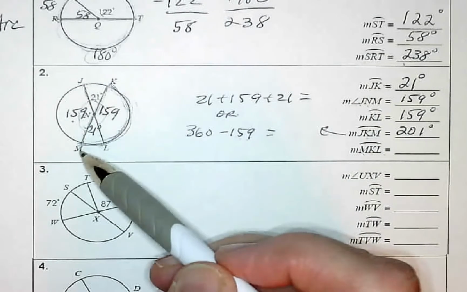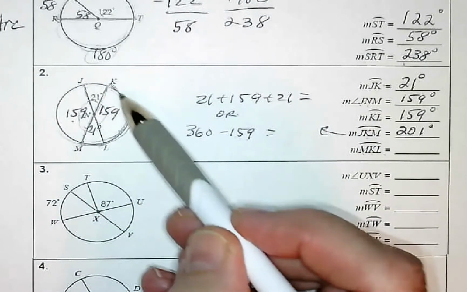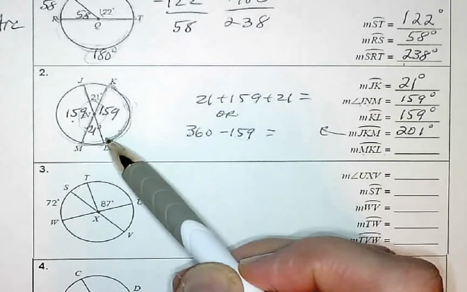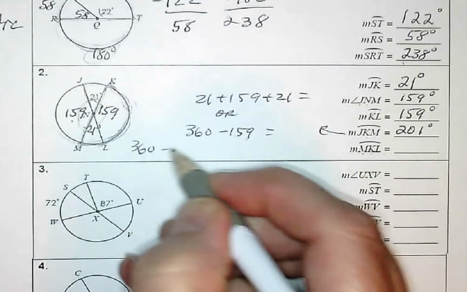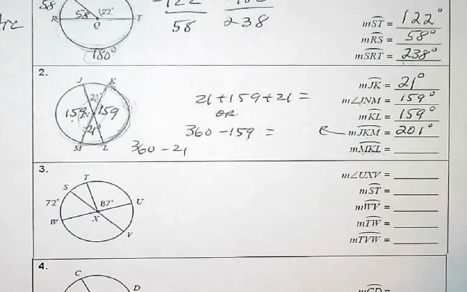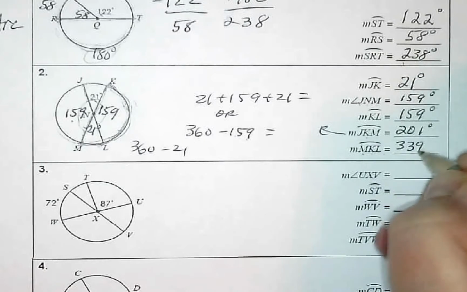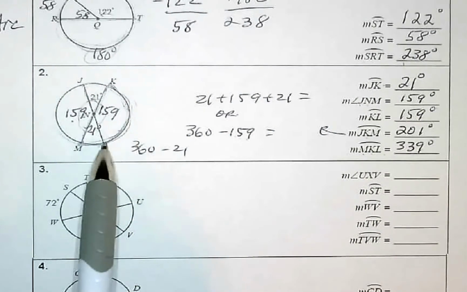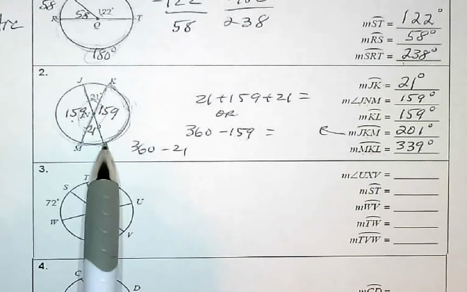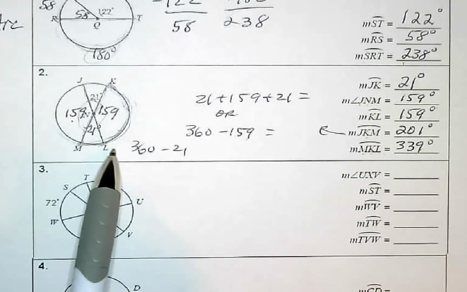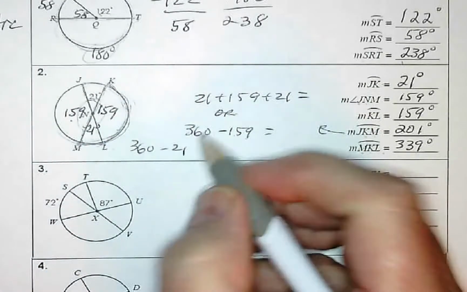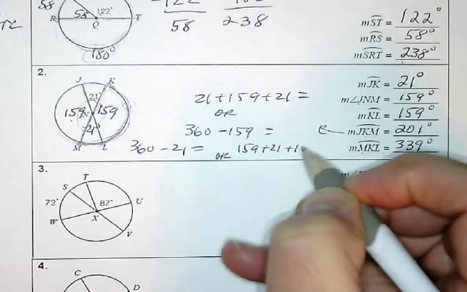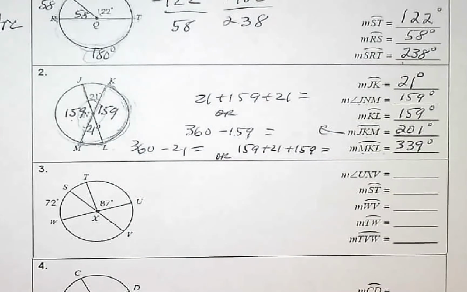Arc MKL, start at M, go through K, and stop at L. Again, I could go through and I can add these little arcs that I know, or I can take 360 minus the piece I don't want, which in this case is 21, and I can get my major arc from M through K, stop at L. That major arc is everything except the 21. Or you can take 159 plus 21 plus 159. Both of those will give you the same answer.